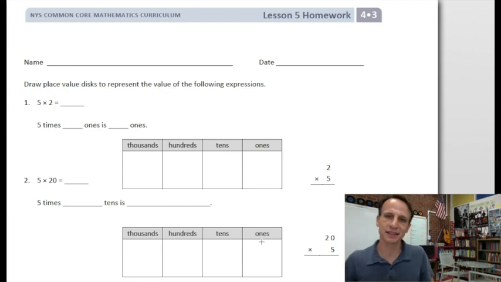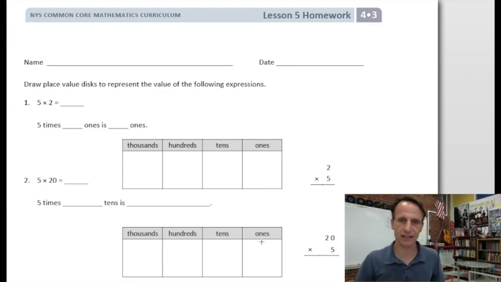Homework time again. Here we are on the Lesson 5 homework of Module 3. Let's start things off right. Jot your name at the top of your paper. Don't think I'll do that later. You might forget. Everybody forgets stuff.